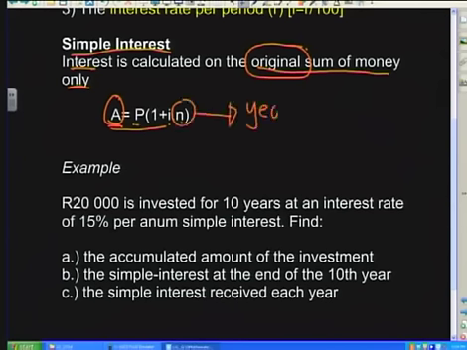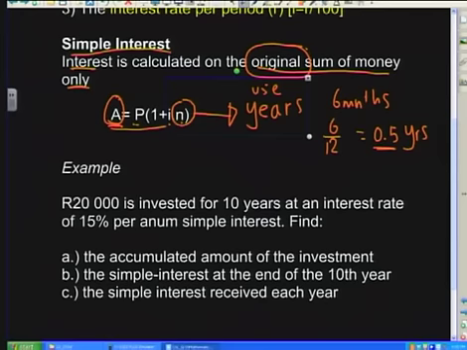Okay, so always convert. We're going to use years. So if they tell you 6 months, you're going to then put in for N: 6 months is going to be 6 divided by 12, because there's 12 months in a year. So 6 divided by 12 is 0.5. So you won't put in 6 months in place of n, you'll put in 0.5 years. That's important. Whenever you use the simple interest formula, please use years in place of n.